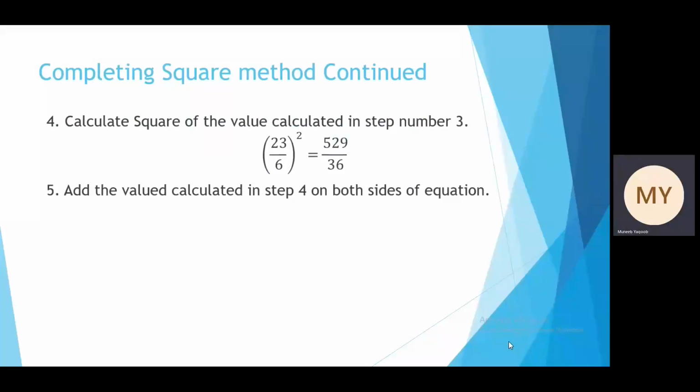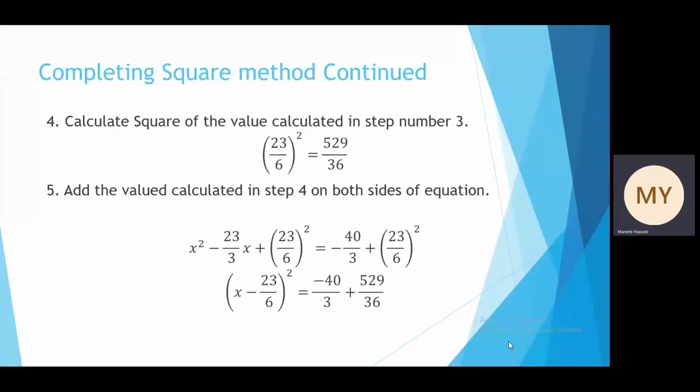Now in step number 5, we will add the value calculated in step 4 on both sides of the equation. So the equation will become x square minus 23 upon 3x plus 23 upon 6 whole square, which equals minus 40 upon 3 plus 23 upon 6 whole square. Now we will take x from the first term of the left hand side, and we will take minus from the second term of the left hand side, and we will take 23 upon 6 from the third term of the left hand side, and it will become a complete square, that is x minus 23 upon 6 whole square.